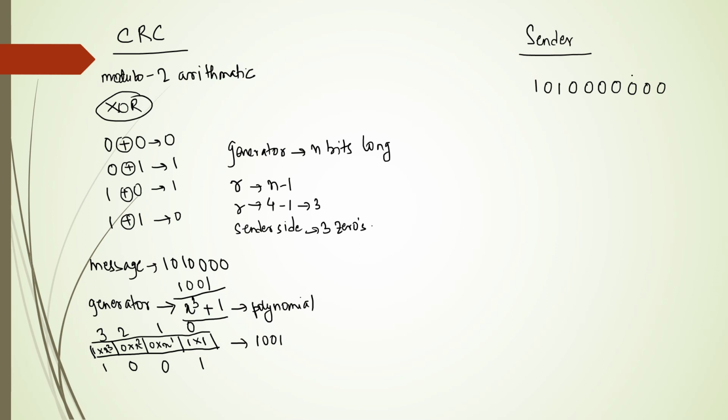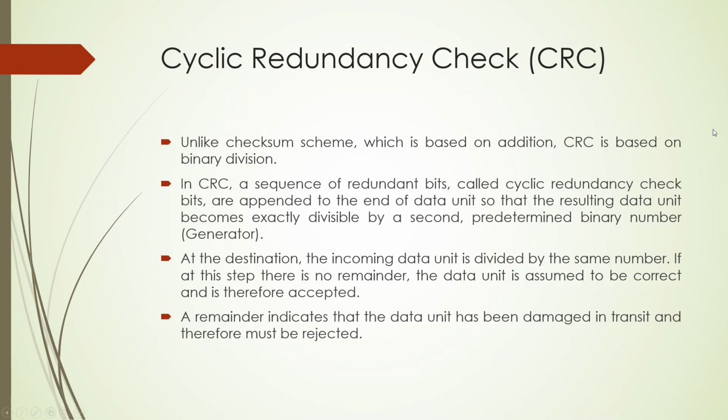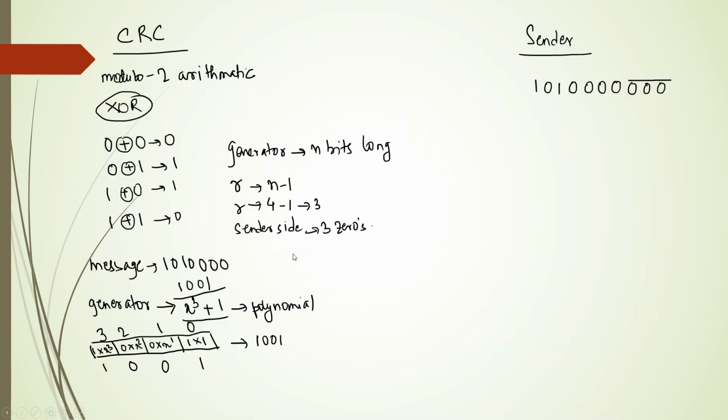Now what are these 3 zeros actually? If you look at the first slide, we were saying that a sequence of redundant bits is called the cyclic redundancy check bits. So these are nothing but the CRC bits that we are adding to the actual data. Let me delete this. So this is the actual data that we will have. These are the 3 redundancy bits added to the data, and we will divide this data by the generator, that is 1001.